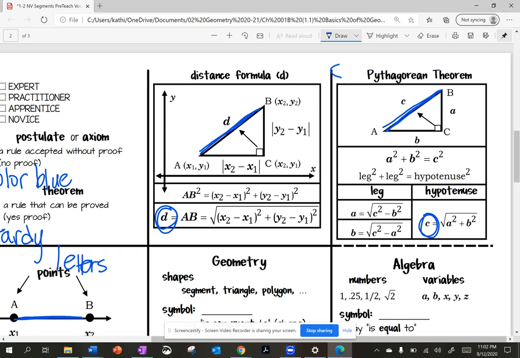In the US, the Pythagorean theorem is heavily used in 8th grade. So just reviewing it, it is going to be the leg squared plus the other leg squared equals the hypotenuse squared. So we're going to be using this a lot this year.